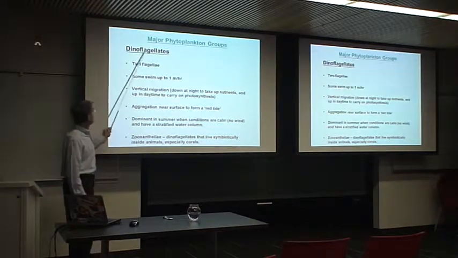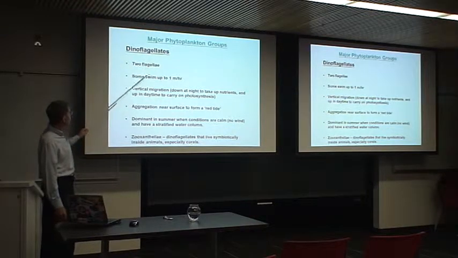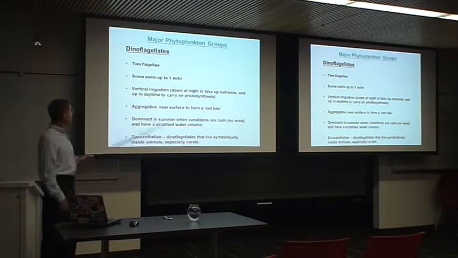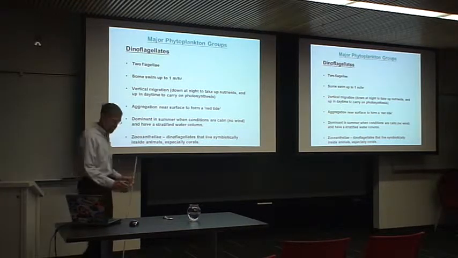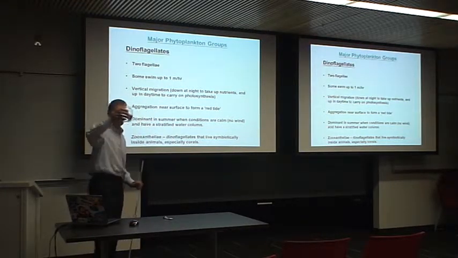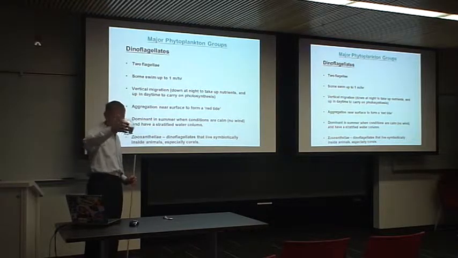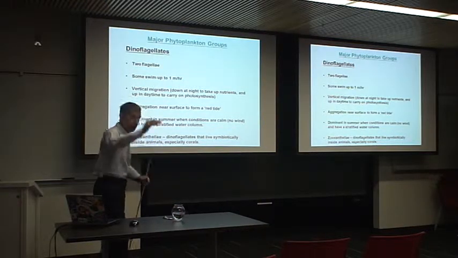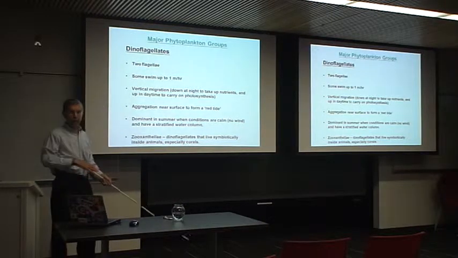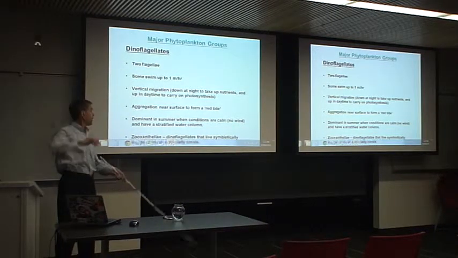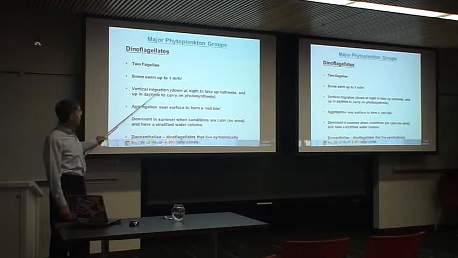So just to summarize then, second group, dinoflagellates, that have two flagella. They can actually swim 1 meter per hour. So here it is in this glass here. Can't even see it, but in actual fact, it can swim 1 meter in an hour. So in 10 hours, of course, it can swim 10 meters. So they actually vertically migrate.